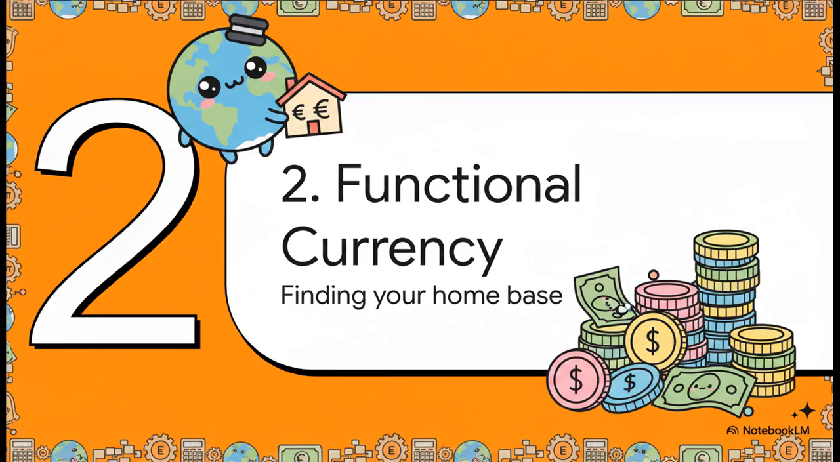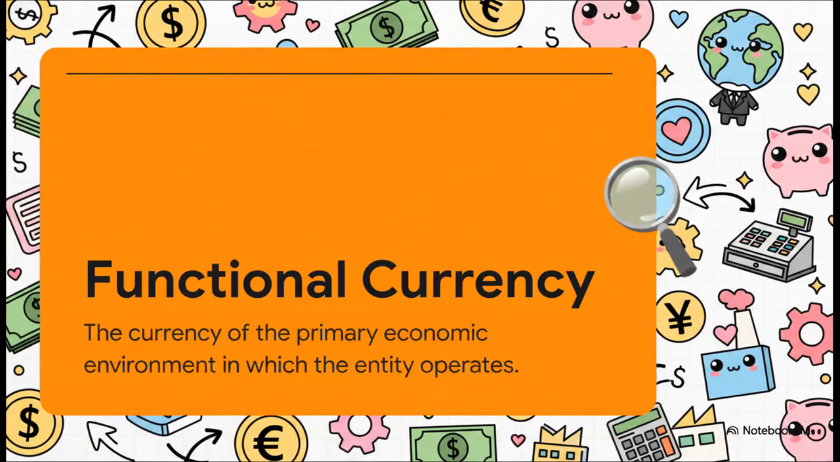Moving to Section 2, finding the functional currency. Because before we record a single invoice, we've got to establish our financial home base. By definition, the functional currency is the currency of the primary economic environment where the entity operates. Now, the absolutely crucial thing to remember here is that this isn't just the currency of the country where your headquarters happens to be legally registered. No, it's the currency where the business actually generates and spends its cash. It is the operational lifeblood of the company.